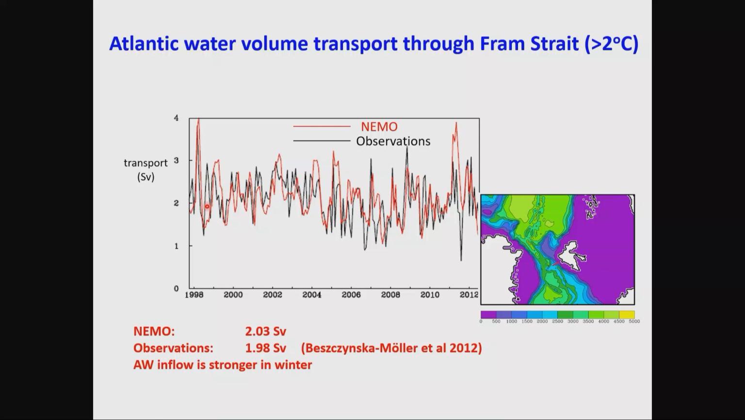Both model simulation and observations show a strong transport in winter, but a weak transport in summer. On the interannual scale, we can see a strong transport in the early 2000s and a weak transport in the late 2000s. The average transport from 1998 to 2012 is 2.03 Sverdrups for model simulation and 1.98 Sverdrups for observations, so they are very close.